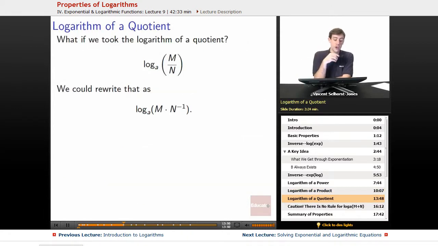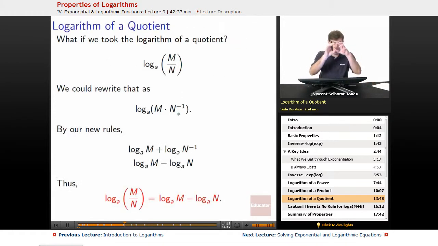What if we took the logarithm of a quotient, log base a of M over N? Well, we could rewrite that as M times N to the negative 1, right? Since we could rewrite M over N as M times 1 over N. And then we can rewrite 1 over N as just its flip, so we'd have N to the negative 1. So we can swap that around like that. From the rule that we just saw, the splitting of products, we can break this as log a of M, and then log a of N to the negative 1.